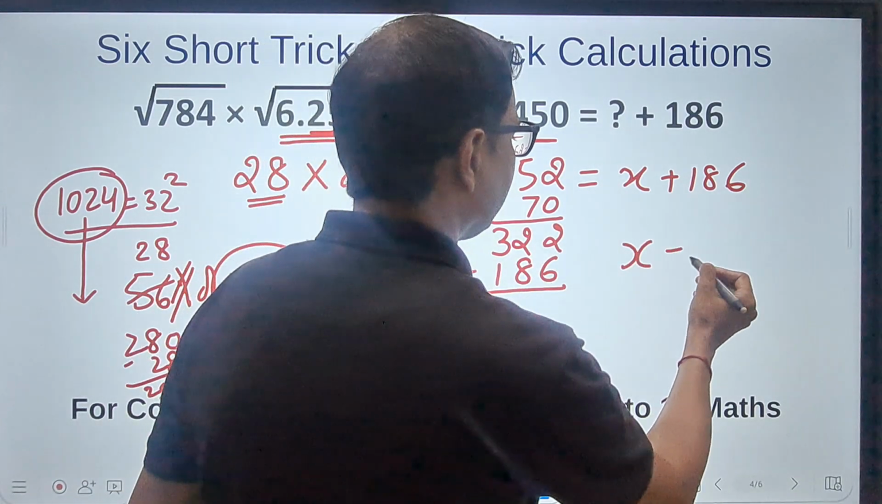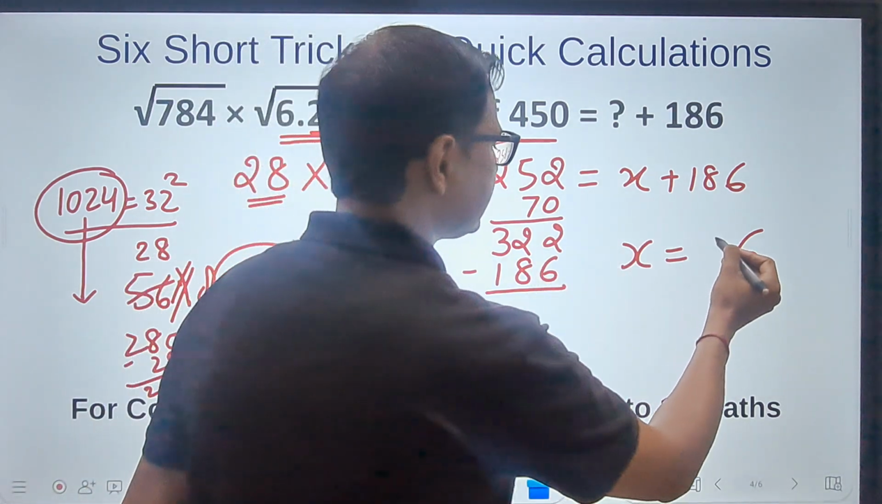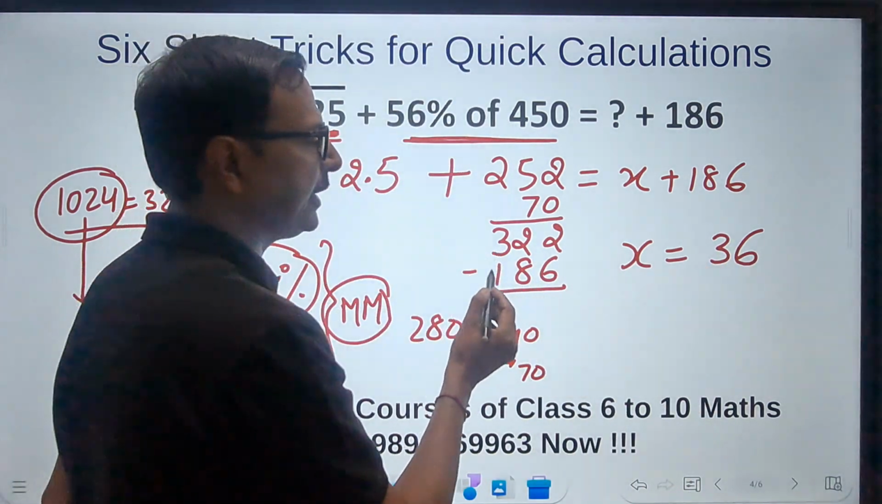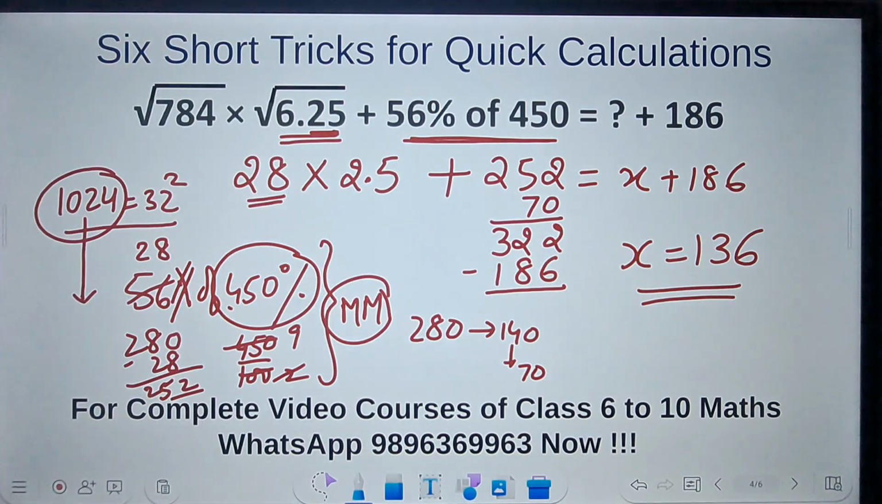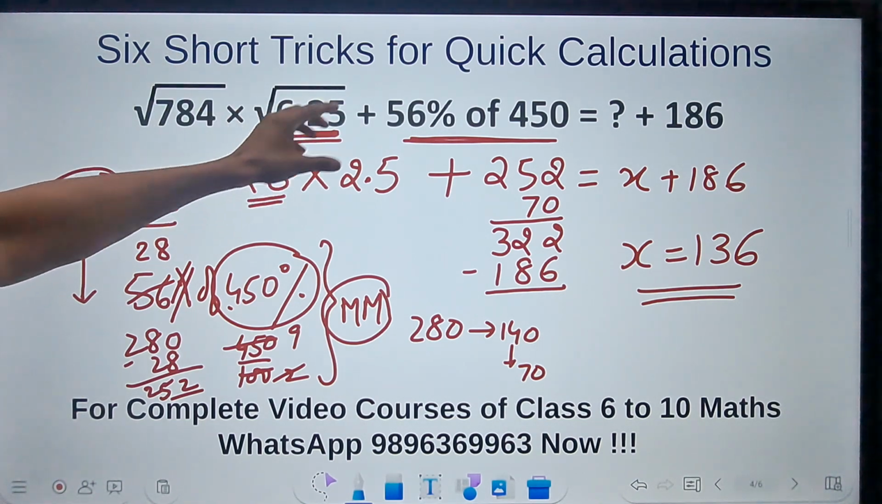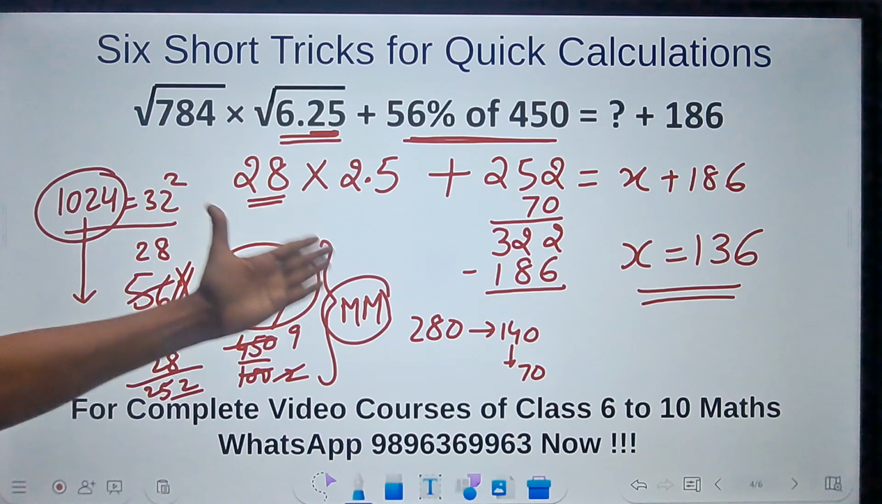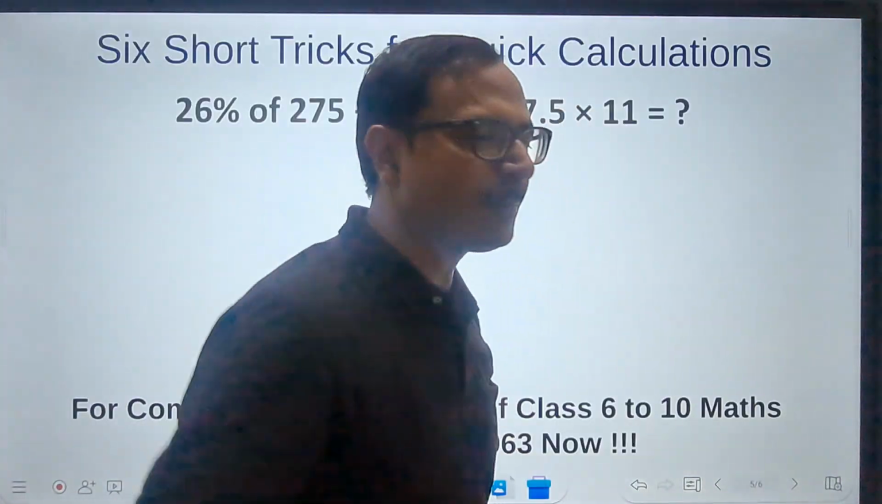answer. So the value of x will be 12 minus 6, 6, and then 11 minus 8 is 3, and finally 2 minus 1 is 1. So your answer for the question is 136. Isn't that easy? Just a basic knowledge of the square roots and percentages and you are there with the calculation. Likewise, we can have some more questions.